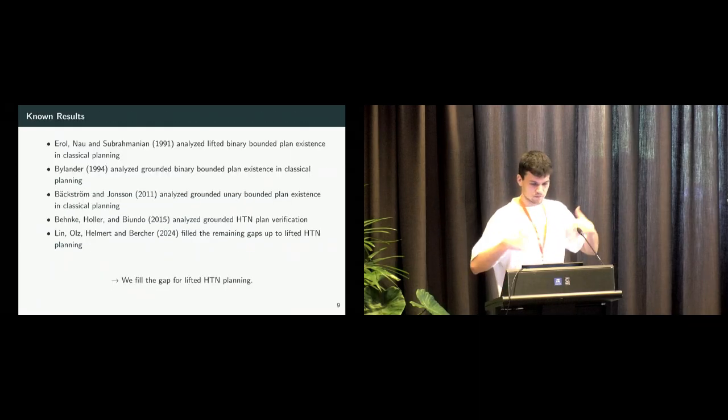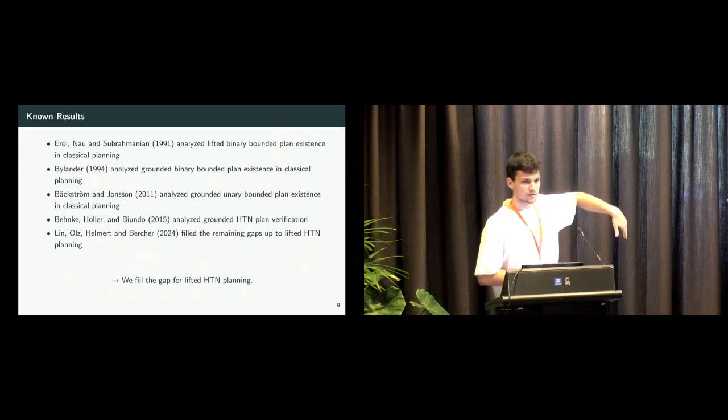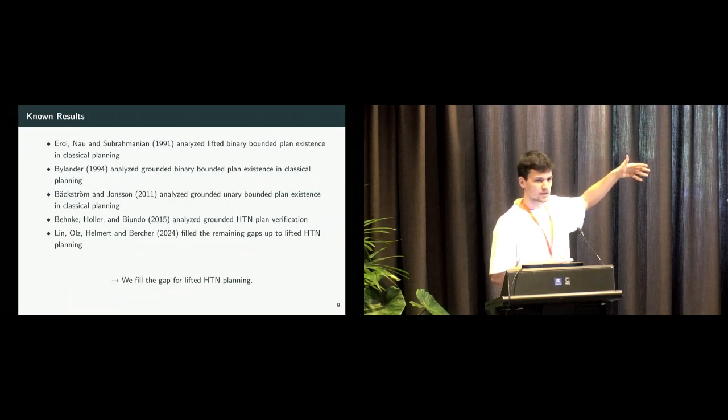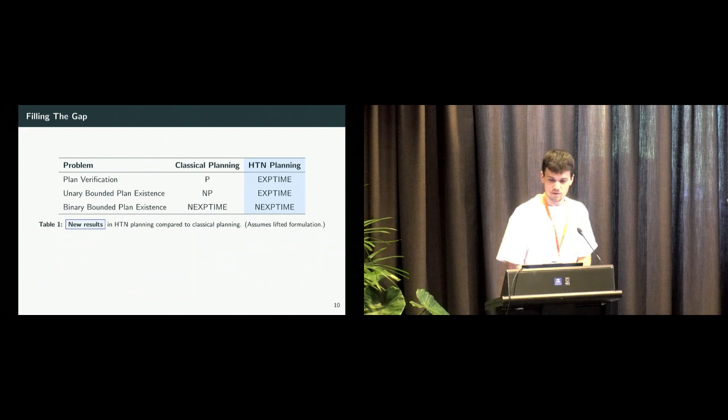Okay, so just for completeness, I will not go through all of these bullet points, but I showed you this matrix in the beginning. Basically, all the little sets were not just built up by us, but there's a lot of work leading to this. I just wanted to give credit there. Okay, so to fix the last row, what we did is identify that plan verification for lifted HTN planning is in EXPTIME, so EXPTIME-complete. And unary bounded plan existence is the same thing. It's EXPTIME-complete, and binary bounded plan existence is NEXPTIME-complete.